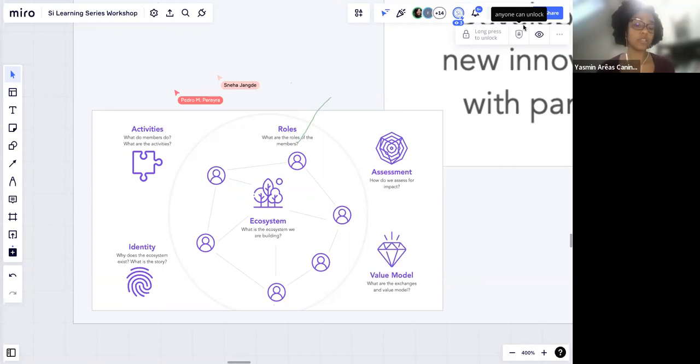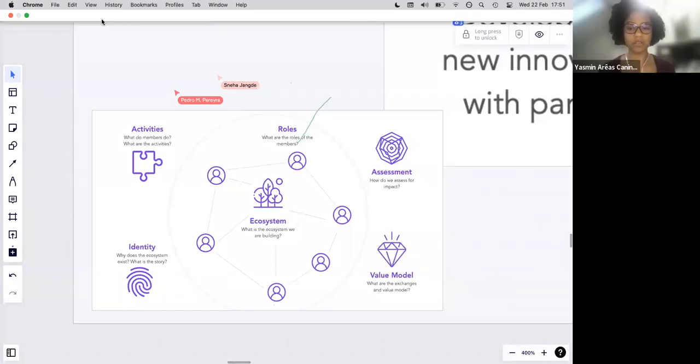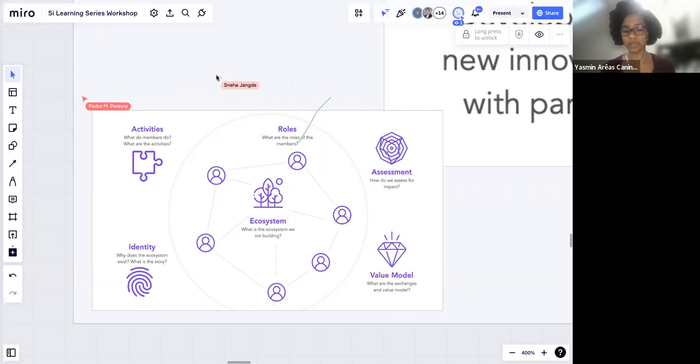So here, important things to identify are, for example, activities. What are these people going to do and how are they going to do that? What are the types of activities that they can engage in? How can we assess the impact or the progress of this platform that we are creating? What is the value that we're creating here? Is it of any value? Can we do something different? And what is the story as well that we can tell about this challenge and this ecosystem? What is the identity that we're creating?